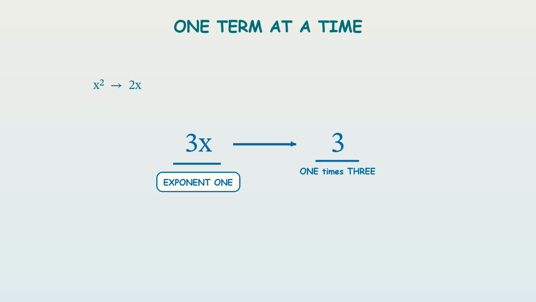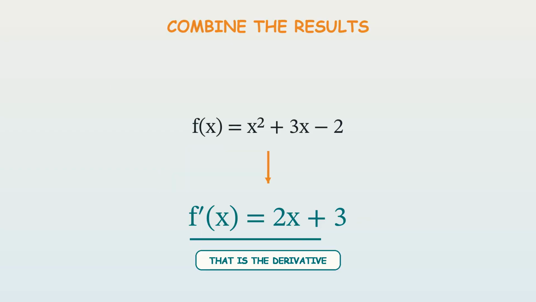Finally, look at minus 2. Minus 2 is a constant. It does not move when x changes. The derivative of every constant is 0. Now combine the results. The derivative of f of x is 2x plus 3. That is the answer. But what does it actually mean?